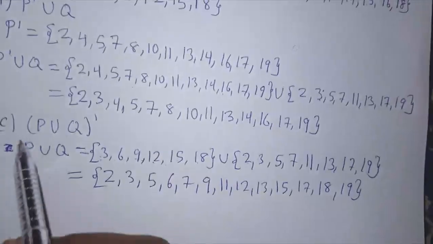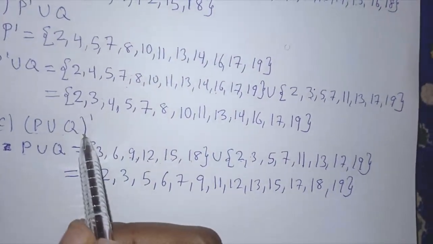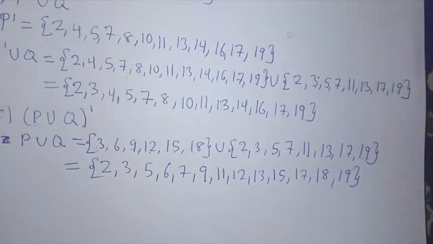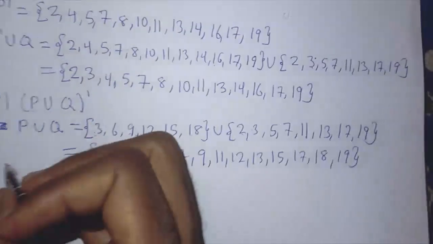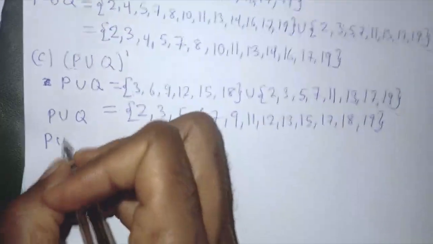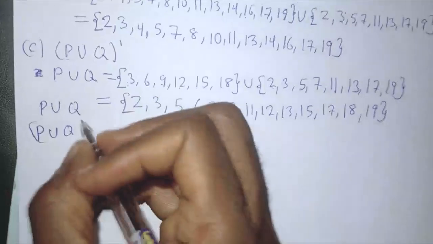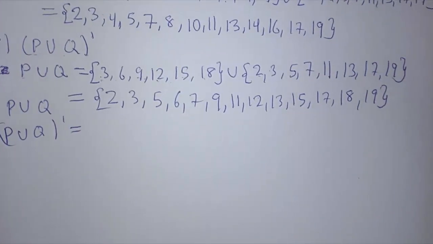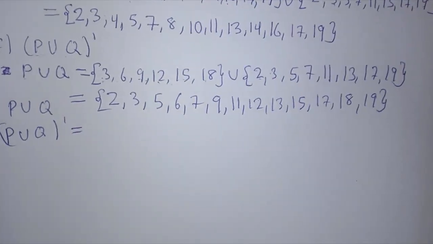All you have done here is just what you have in the bracket. Then you can now take their complements. That's the prime. So this is P union Q. Now P union Q prime will now be... I think you can remember how to take prime. Maybe you can pause the video and try it.